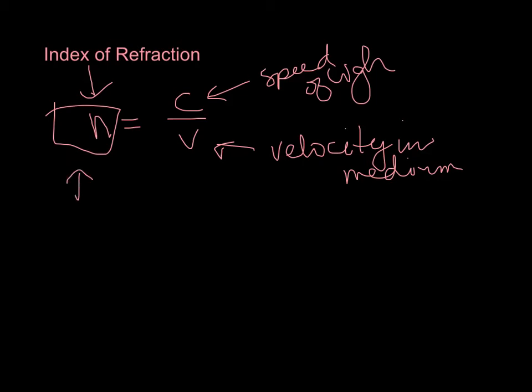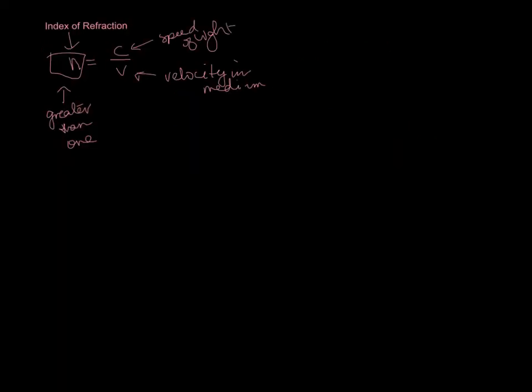This is always going to be greater than 1. And that makes sense if you really think about what we're dividing. The speed of light, which there can be nothing bigger than, so this is the biggest speed we can have, divided by a smaller number. So when you divide a big number by a smaller number, you get something bigger than 1. So that's one equation that we're going to be using.